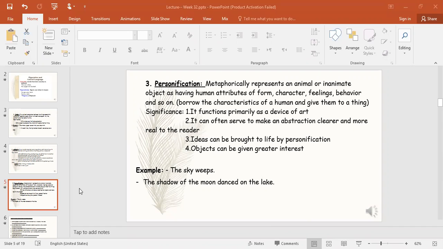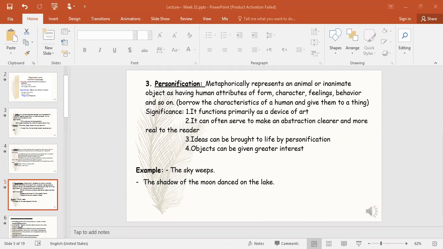The metaphor, as we said, in the simile it's very important that we use as or like. The metaphor is an indirect comparison. Of course we do not use any comparison tools, we do not use as or like. The personification is when you use a character or a feeling or a behavior of a human being and give it to an animal or a thing.